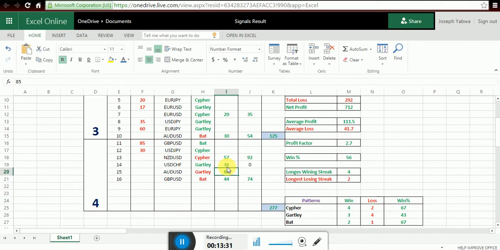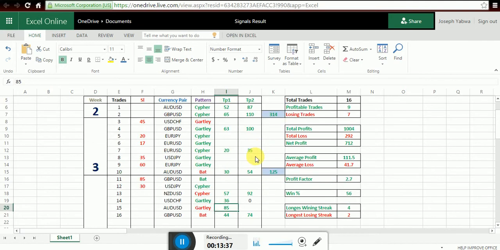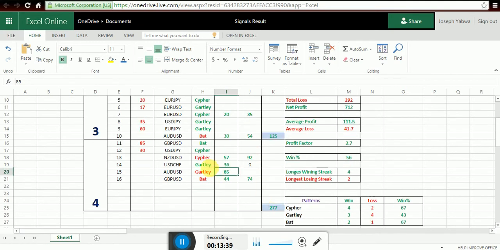The US dollar against the Swiss franc, that was a Gartley. Our first target was hit. The second target was never hit. So as you can see, all of our winners have had both targets hit except for this one, although we're still waiting on the Aussie dollar trade. I don't know how long that's going to take. That trade is taking a long time to hit our target. But yeah, we closed out the week with 4 straight winners, bringing in a total of 277 pips.